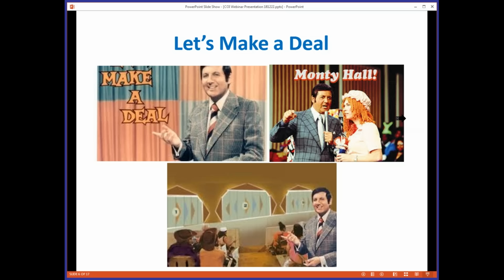And besides that, it was at that point only 2 doors. There's a 50-50 chance, so they usually would stick with their original choice. However, it turns out mathematically that wasn't the best decision. And so let's take a look at that.